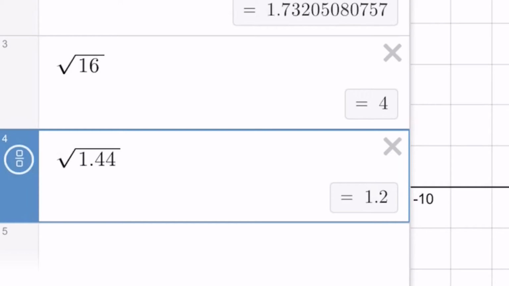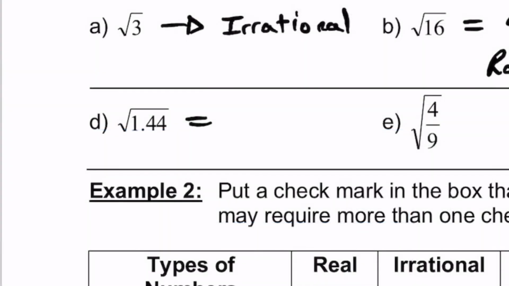Square root of 1.44, I'm not so sure. So it's 1.2 from the calculator. And because it's a decimal that terminates, it doesn't go forever, it's rational.